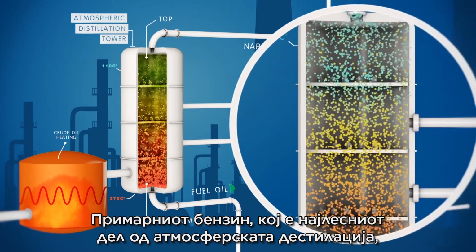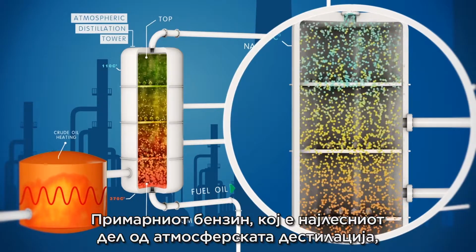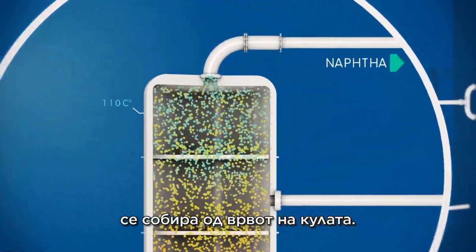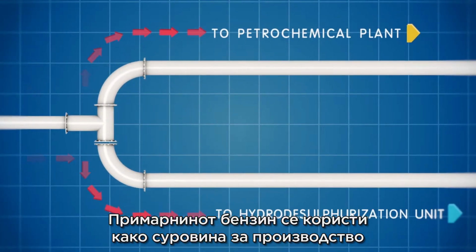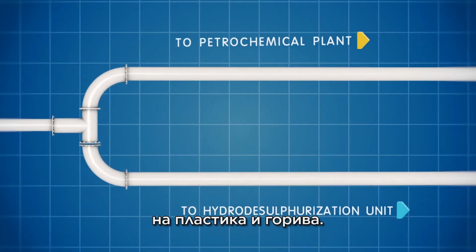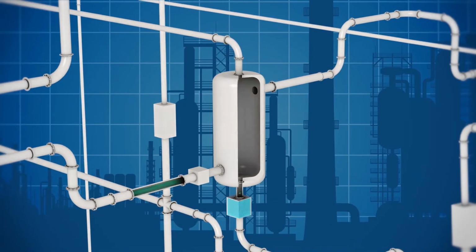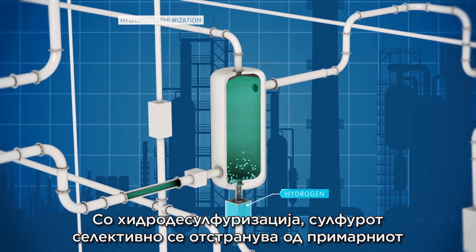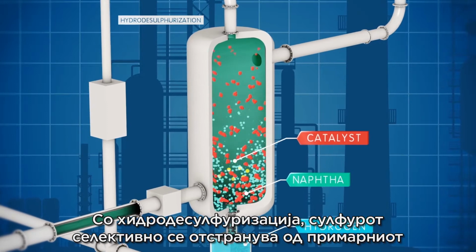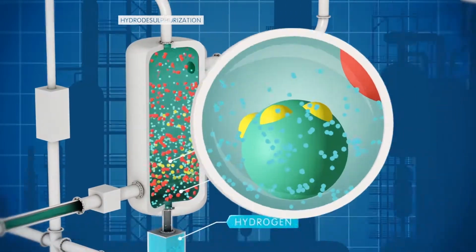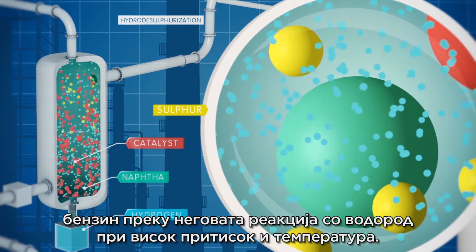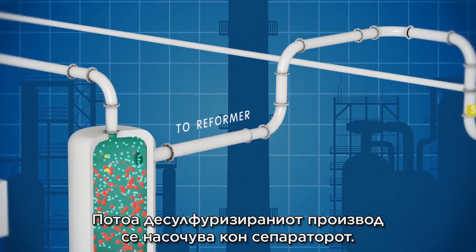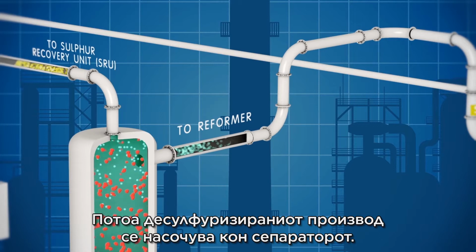Naphtha, which is the lightest fraction of the atmospheric distillation, is collected from the top of the tower. Naphtha is used as raw material for the production of plastics and fuels. By hydrodesulfurization, sulfur is selectively removed from naphtha through its reaction with hydrogen at high pressure and temperature. Subsequently, the desulfurized stream is directed to the reformer.